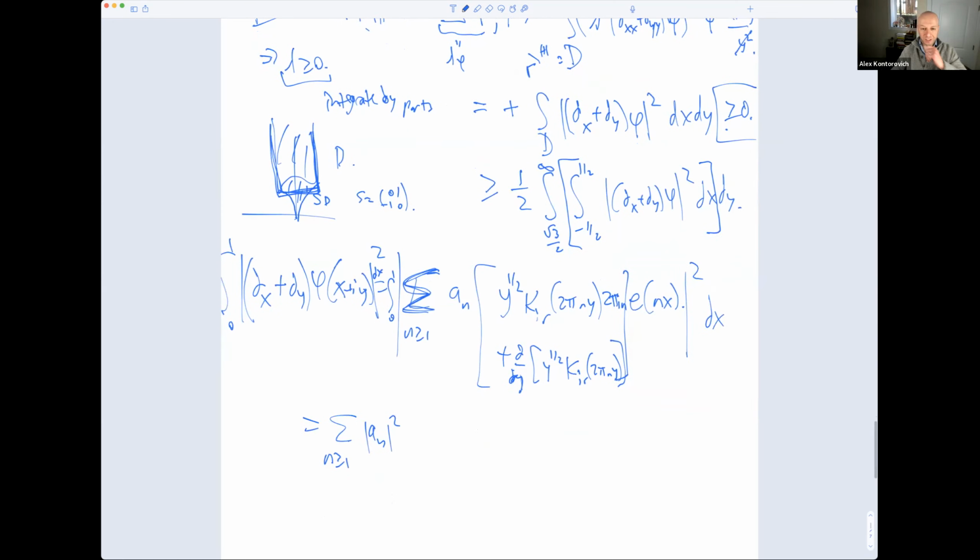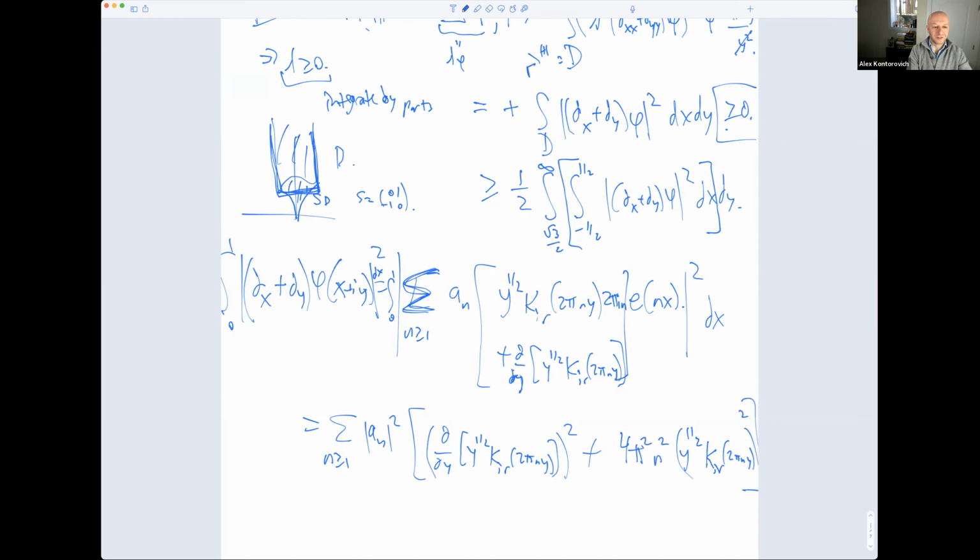Now let's think about this for a second. This is real, this is imaginary. So actually I get d/dy of all of this stuff, which doesn't actually matter, squared plus this part squared. So this is the real part squared plus the imaginary part squared, which is 4 pi squared n squared times the same y to the 1/2 K_ir of 2 pi ny squared. Okay, so this is just Parseval.